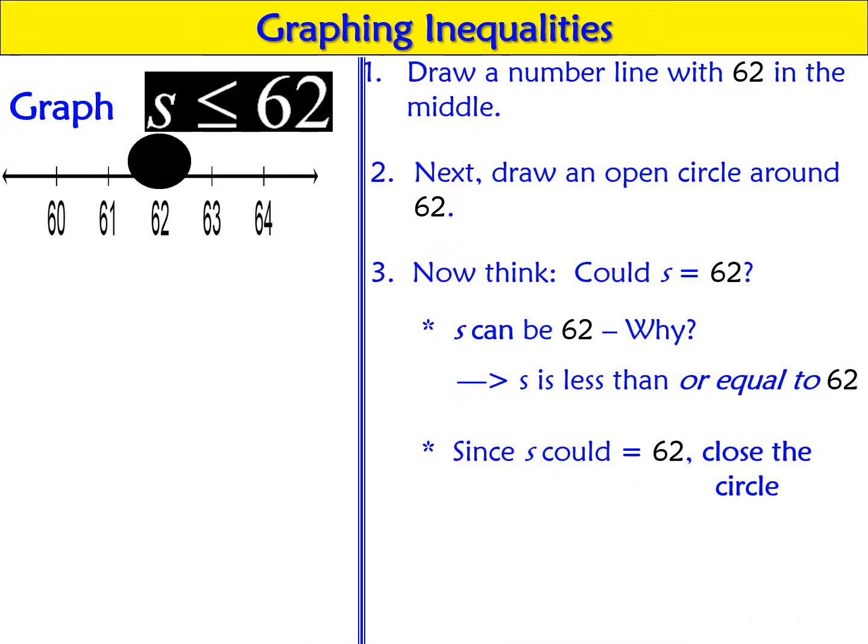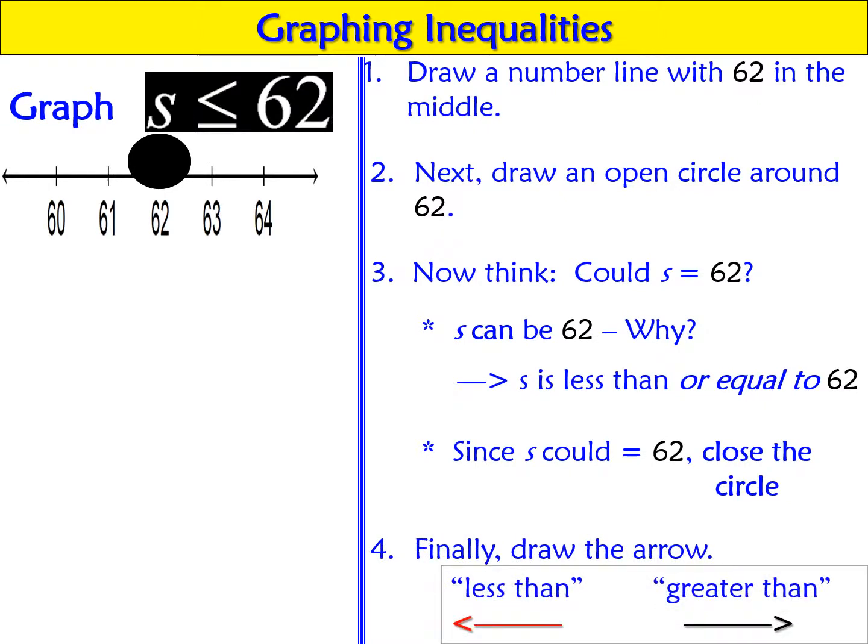In other words, fill it in. And since s could be less than or equal to 62, let's also draw an arrow in the less than direction to indicate that all the values beneath 62 could also be true.